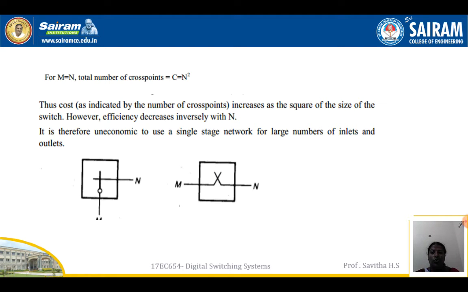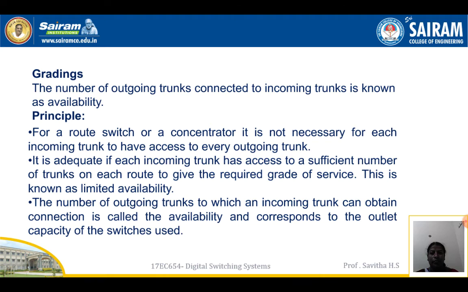For m equal to n, the total number of cross points is c equals n squared. Thus, cost increases as the square of the size of the switch. However, efficiency decreases inversely with n. It is therefore uneconomic to use a single stage network for a large number of inlets and outlets.